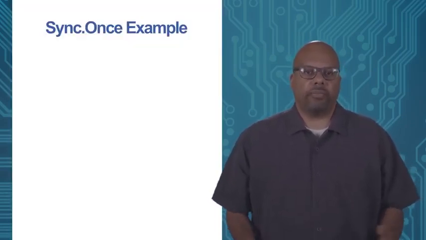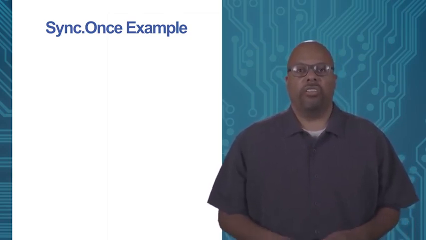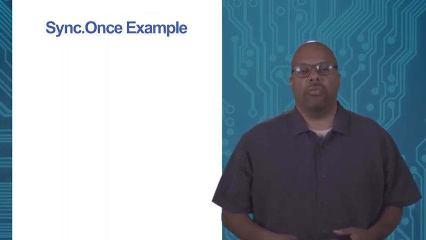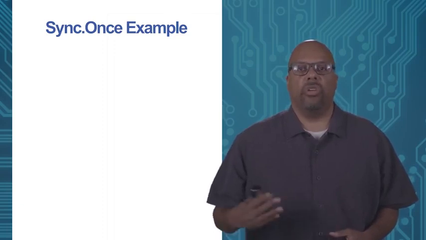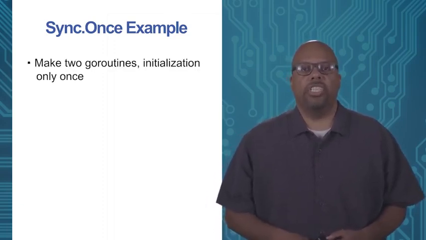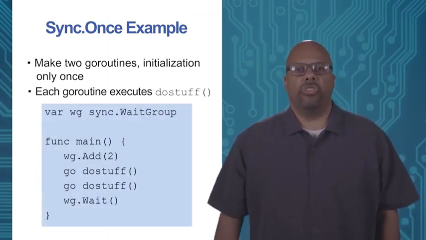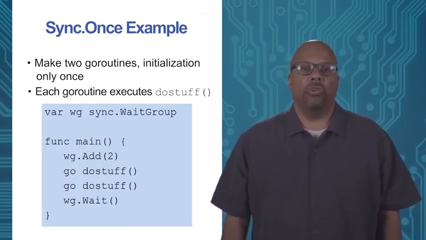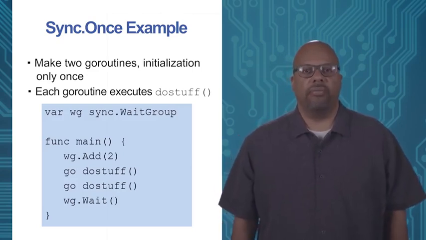Let's say we've got two goroutines. We're going to start two goroutines in addition to the main goroutine, and we want them to do some initialization function, and do it only once. Each goroutine is going to be associated with this code, doStuff. If you look at the main right there, I have go doStuff twice, so I'm starting two different goroutines. Both are running doStuff, whatever that is, and I'll show that in the next slide.